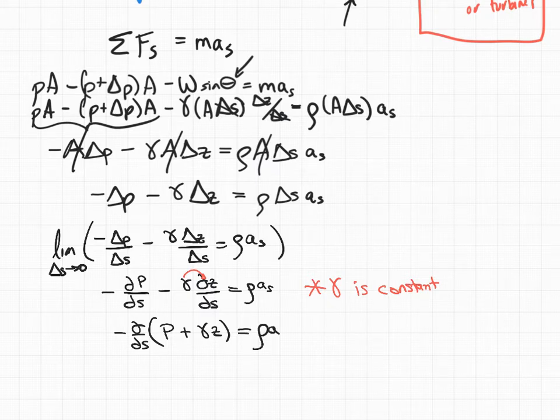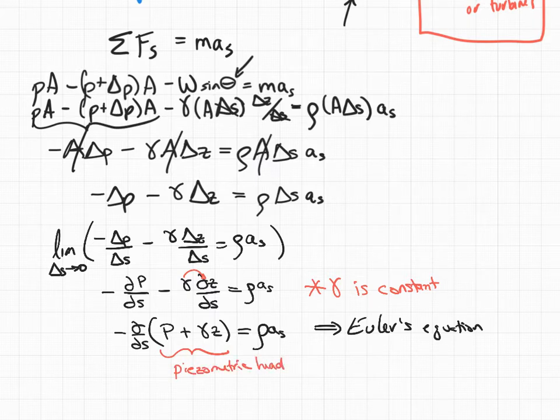equals rho AS. This equation has a special name. This is the Euler's equation. There are quite a few forms of this equation. And this thing right here is the piezometric head. I don't really want to do that in red because that's not an assumption. Anyway, let's imagine this in blue.